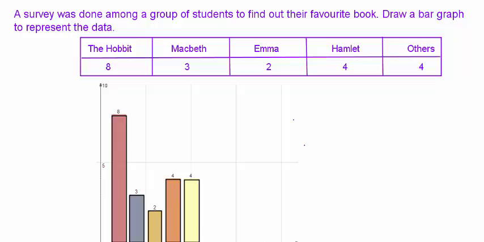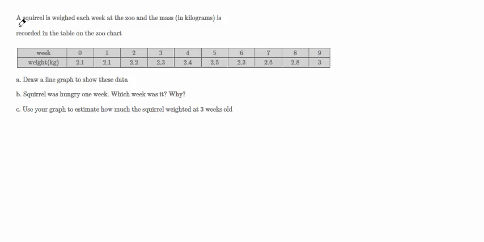A line graph is used to show data that usually varies with time. Take this as an example. A squirrel is weighed each week at the zoo, and the mass in kilograms is recorded in the table on the zoo chart. So we have week 0, week 1, week 2, week 3, all the way up to week 9. And the weight in kilograms: 2.1 kgs, 2.1 kgs, 2.2 kgs in the second week, 2.3 kgs in the third week, and so on.